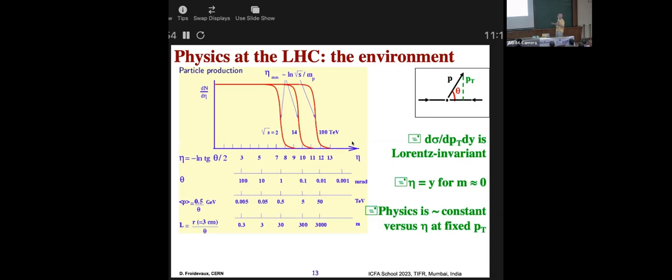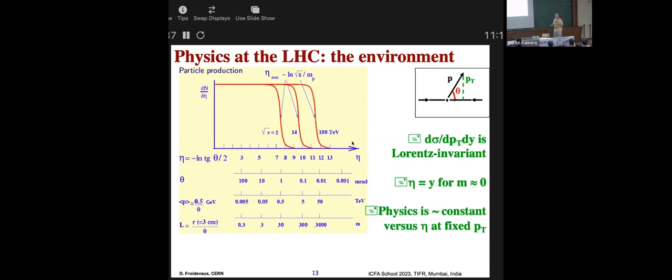So at 14 TeV, say, which is almost exactly the energy we have now, you have a constant rate of particles per unit pseudo-rapidity up to very, very high rapidities, beyond what we can measure, right? The detectors measure up to here. And that was determined by simulation. We needed to measure up to here to be able to capture most of the transverse energy in the event. And then everything beyond, we don't measure. This feature is very important. It's not a general feature, but for the design of the detectors, it is about constant versus eta at fixed PT.